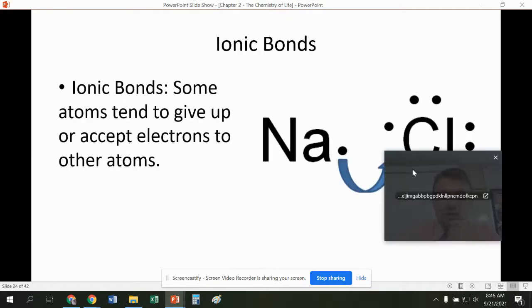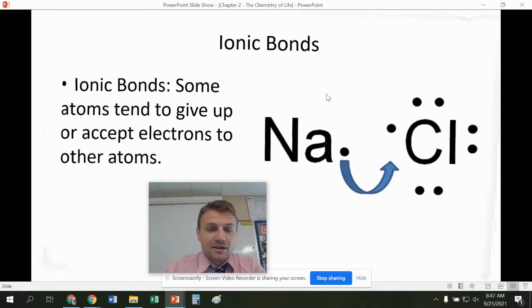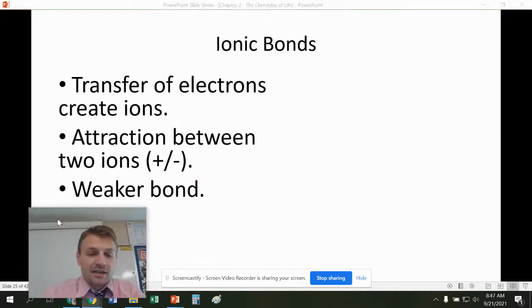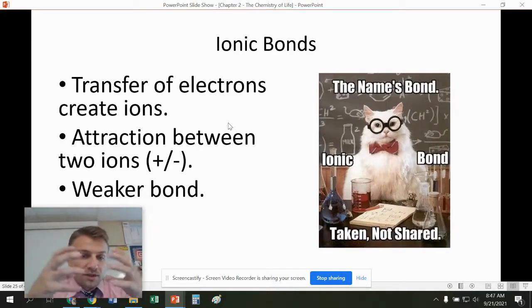Here we go. Ionic bonds. These are when atoms tend to give up or accept electrons. And this is what sodium chloride is. This is what salt is. Sodium is going to give that 1 electron to chlorine because that chlorine wants the 1 electron to fill its outer shell. What happens here is these create ions, and the ions then are the attraction forces that are going to hold these bonds together.